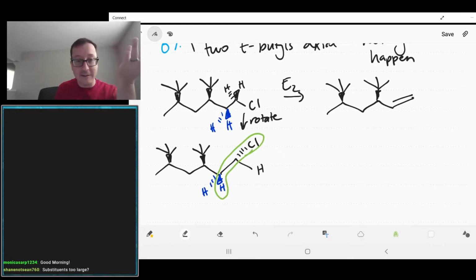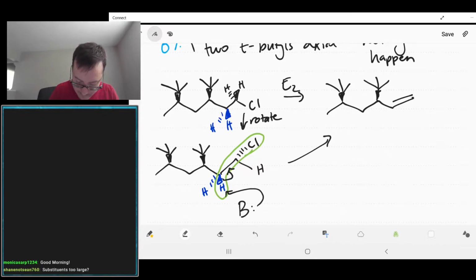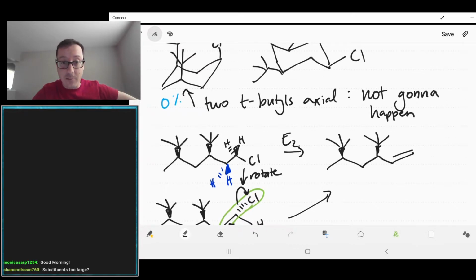If I rotate it, I see very clearly I have an anti-periplanar hydrogen, and now we can have our base come in, kick out our leaving group, and the hydrogen. No problem. Who cares about those two T-butyls all the way over there? Not a problem. But in rings, that could be a problem.